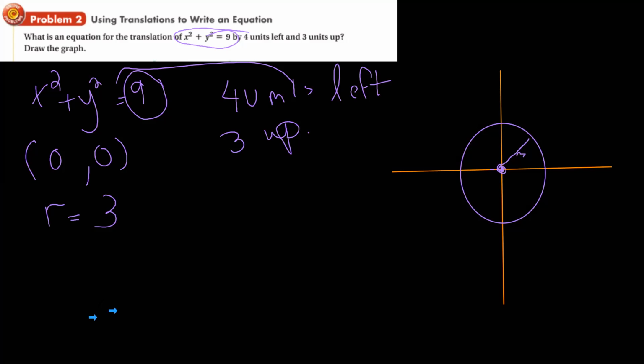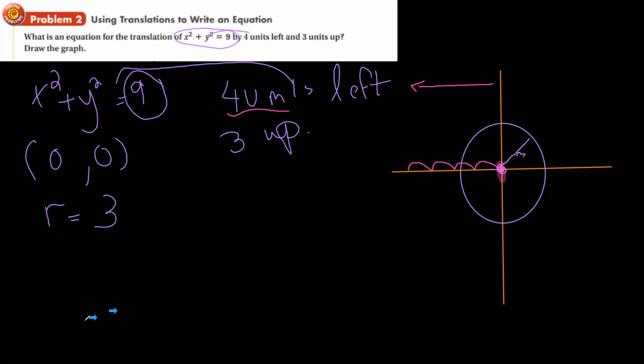Yes, sorry. So 4 units left and 3 up. I want now to translate this circle 4 units left. What does it mean? It means that the center will be at 4. Here is my circle, my center, sorry. I go to the left. Where's my left? Here. I go 4 units left. Here we have 0. Then 1, 2, 3, 4.